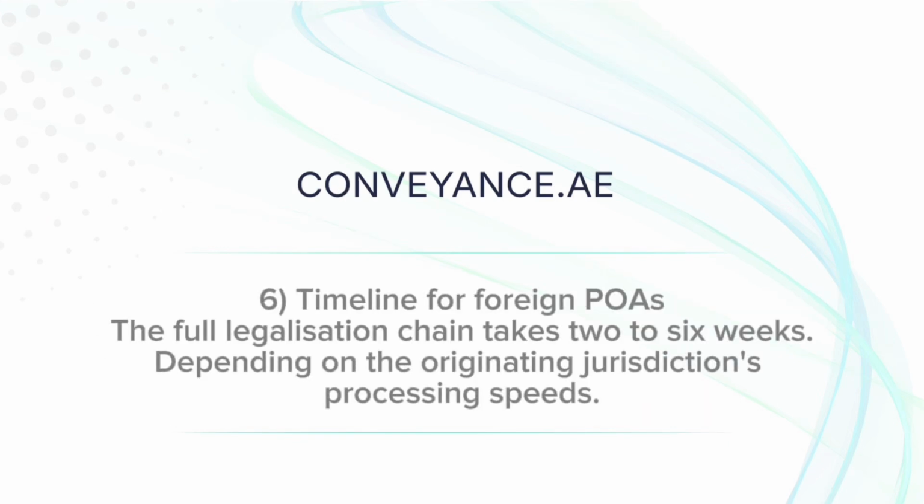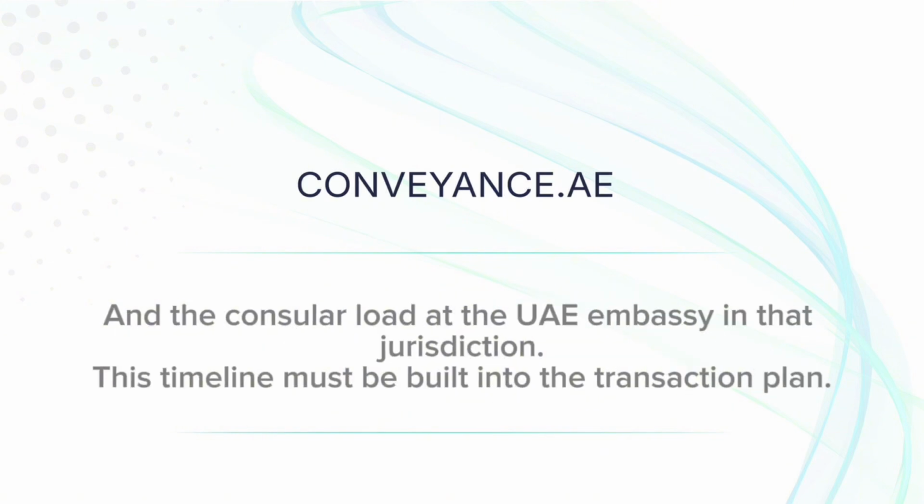6. Timeline for foreign POAs. The full legalization chain takes 2 to 6 weeks, depending on the originating jurisdiction's processing speeds, and the consular load at the UAE embassy in that jurisdiction. This timeline must be built into the transaction plan.